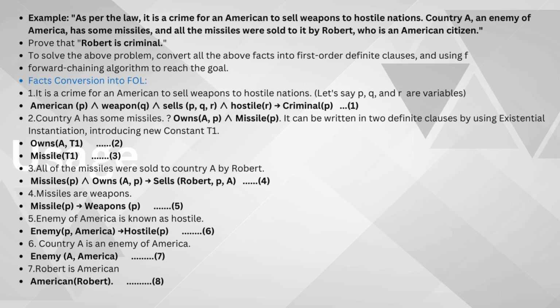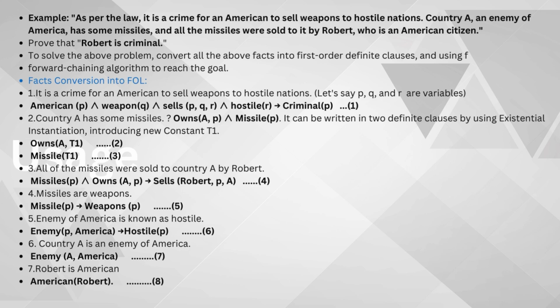Next statement, an enemy of America is known as hostile. So, in first order predicate logic, P is an enemy of America, implies that P is hostile. Next statement, country A is an enemy of America. In first order predicate logic, it can be represented as A is an enemy of America.